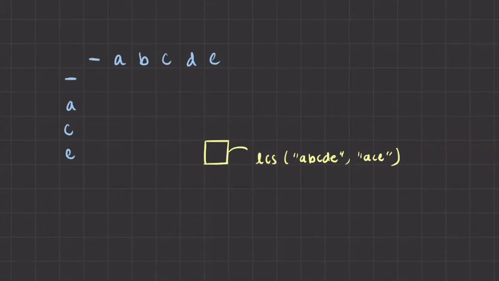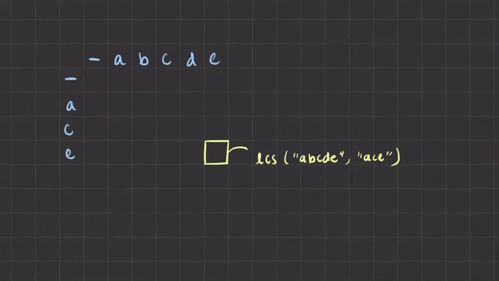So each cell in this table represents the longest common subsequence between the substrings which end on that cell. Meaning, for example, if you were to take this cell, the answer would be the longest common subsequence between this substring here and this substring here. In which case you see that it would be A and A, which would be 1.